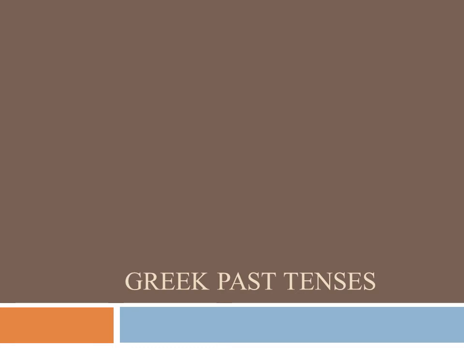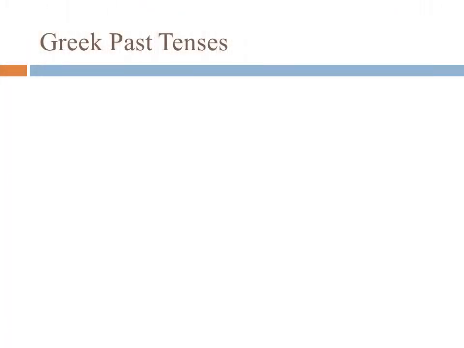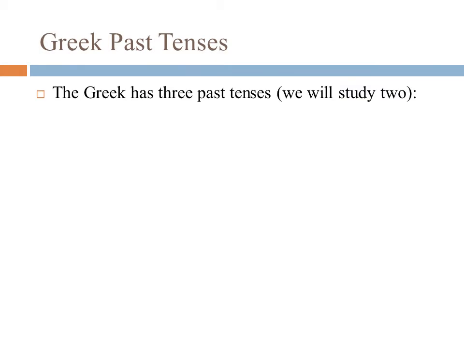Okay, Voyagers, we are going into the past. Well, at least as far as looking at Greek past tenses. There are 3 Greek past tenses, of which we will be studying 2. And the past tenses that we will be studying are all about aspect. The imperfect has continuous aspect.